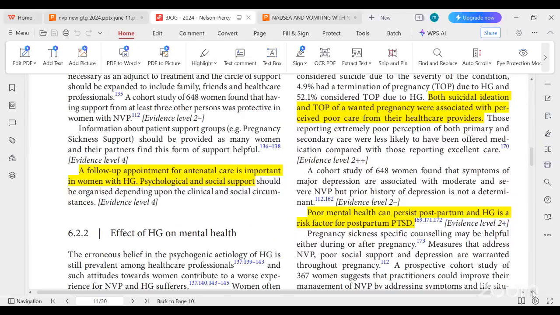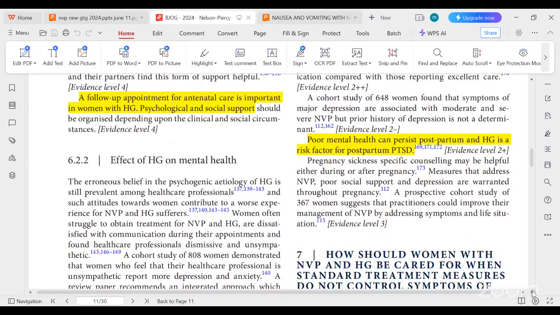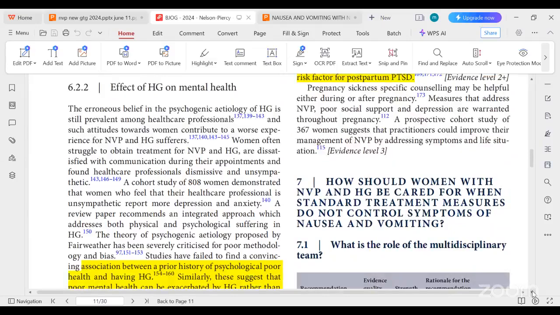So before going for termination, we have to assess the mental condition of the patient as well, because those who are poorly tolerated can have more chance of postpartum depression, even PTSD, and mental health is very important.